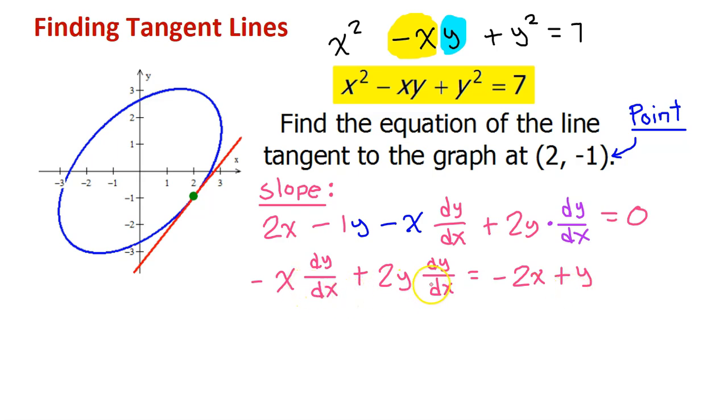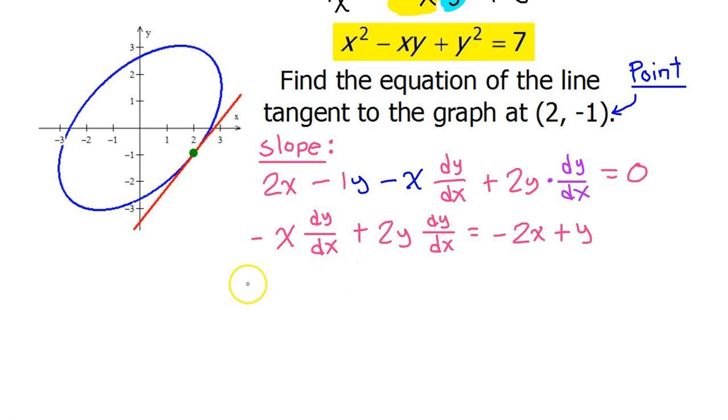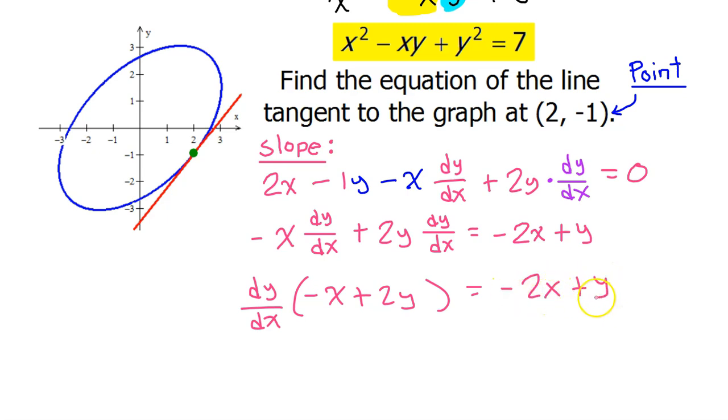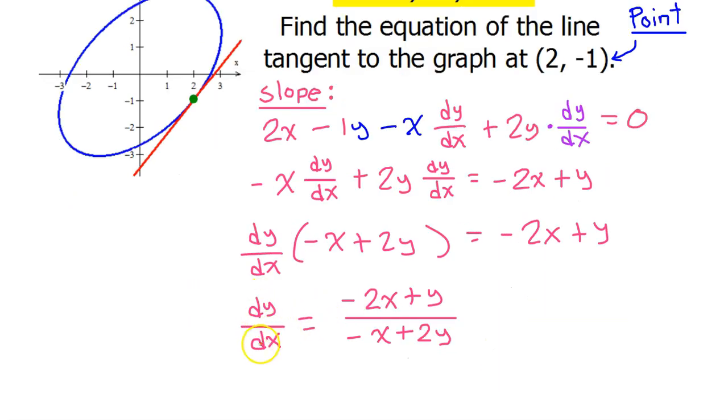Because both terms on the left have a dy/dx in it, dy/dx is a common factor that can be factored out. Think about it as a GCF. So I'm going to pull out dy/dx outside of parentheses, and that's going to leave behind -x plus 2y, which equals -2x plus y. We need to get dy/dx by itself, so I'm just going to divide both sides by -x plus 2y. So basically this is going to end up in the denominator. This is an expression for dy/dx.